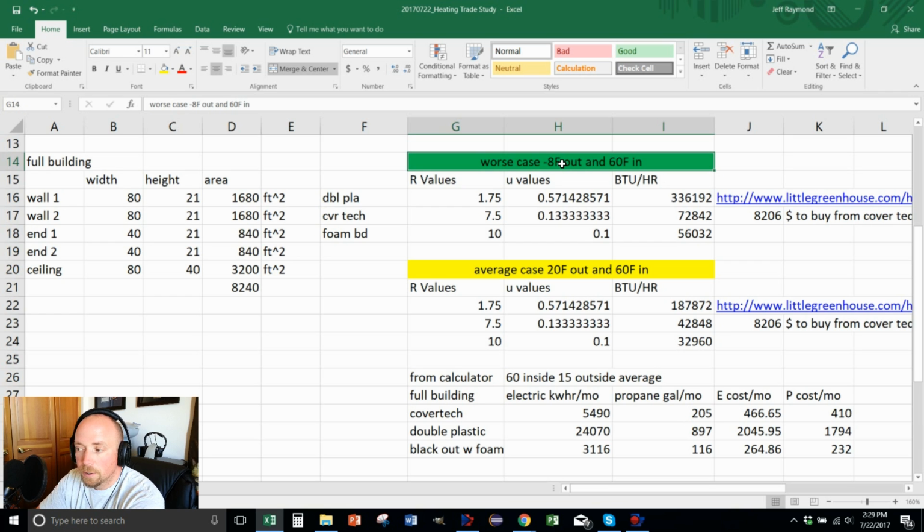Anyway, so 336,192 BTU per hour is a lot. A lot. So let's look at ways that we can change that by going to different types of insulation.